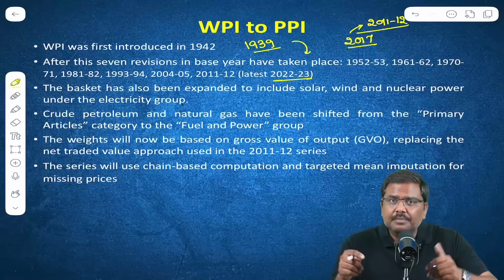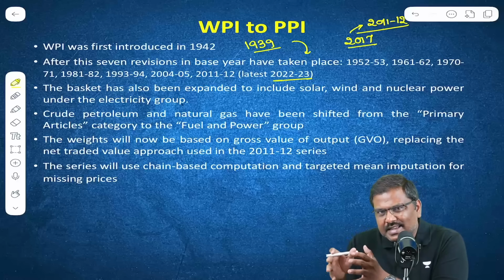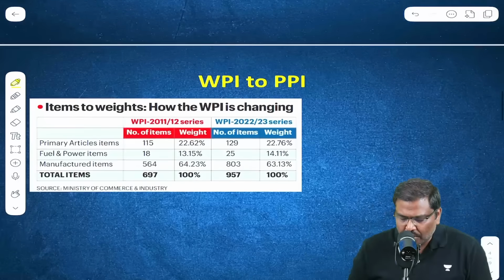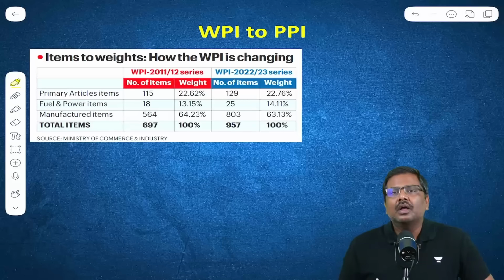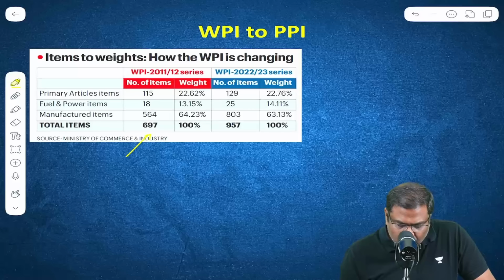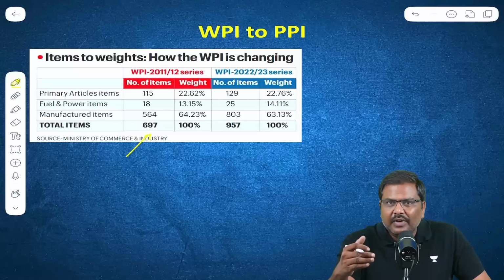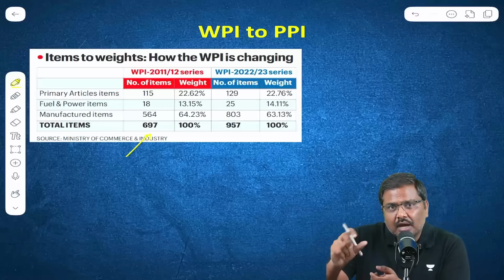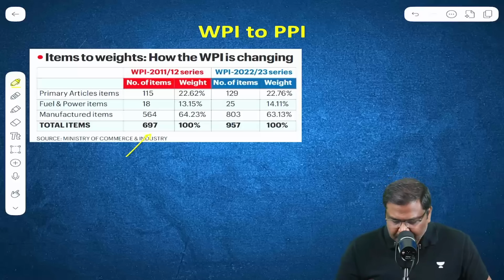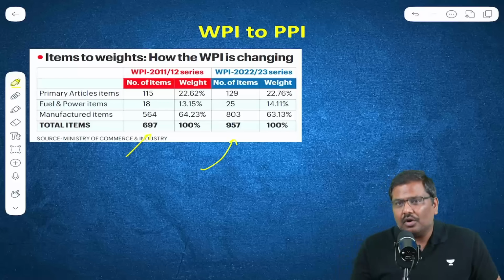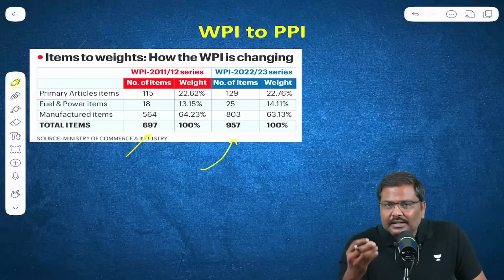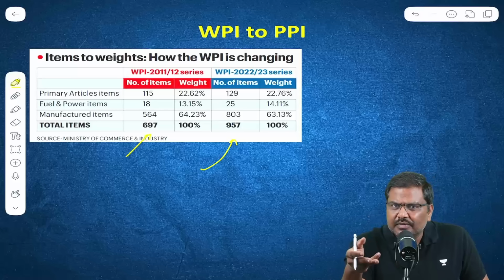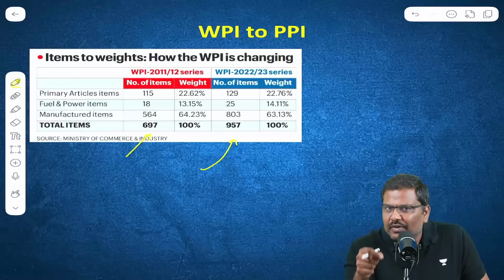Now, in addition to a change in the base year, whenever this kind of exercise is conducted by the government, they will also change the composition of the basket. What are the important changes in the basket? Let's understand them. Earlier, 697 goods were considered in the basket, which were divided into three groups. The grouping has been maintained the same, but certain changes have been done within the group. The number of items now has been increased to 957, and the weightages also have been changed. The one group which was earlier given the highest weightage is the same group even today, manufactured items.